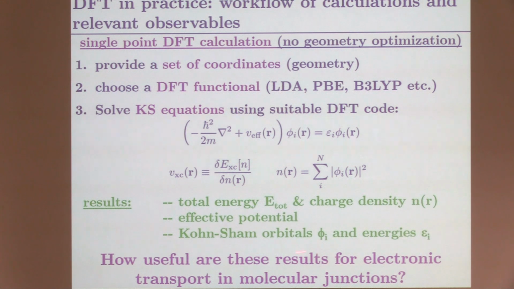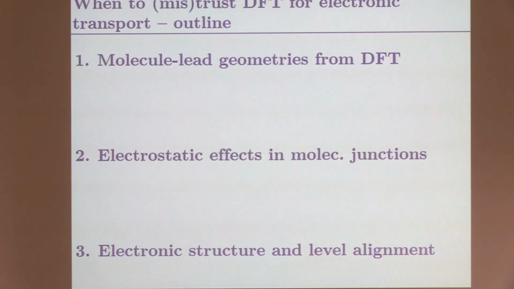Of course, the question is, how useful are these results that you get here for actual transport calculations for molecular junctions? And this will be the main focus of the talk today. So here's my outline. I'll be talking about three aspects of these systems, about their geometries and how accurate they are once we use DFT to calculate them. Then I'll focus on electrostatic effects in molecular junctions, mostly in self-assembled monolayer junctions. And finally, I will talk about how we can predict electronic structure and level alignment in these systems and what are the pitfalls of using DFT for these calculations.